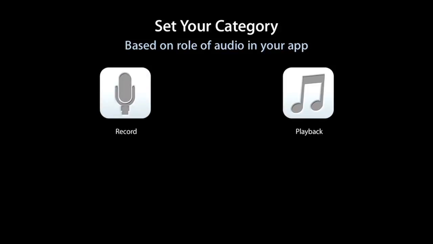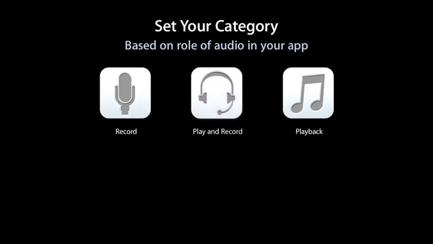So there are 6 audio session categories, and remember, you set these based on the role that audio takes in your app. The first one is playback. If you're doing audio or video playback, that's where you should be. If you're simply recording, you want to use the record category. If you're doing a combination of playback and record, for instance, a voice over IP app, you'd want to use the play and record category.